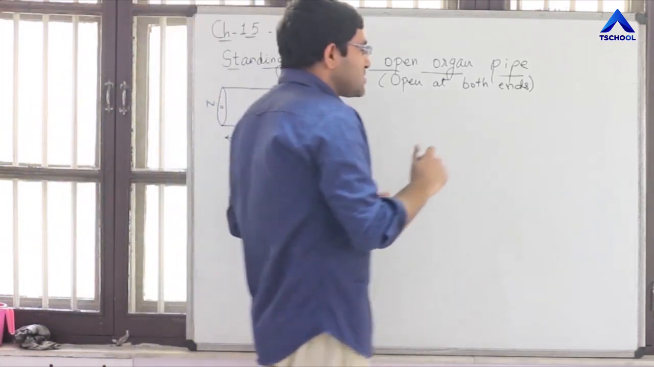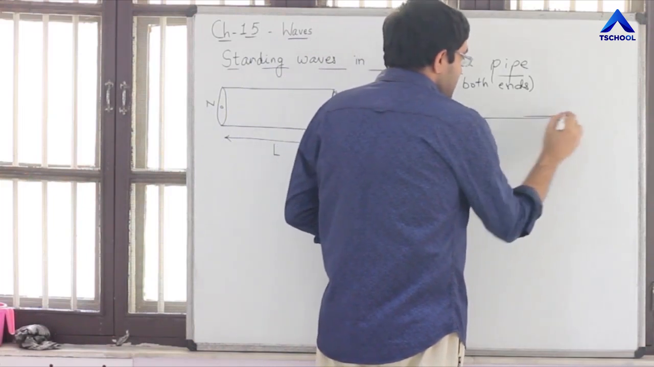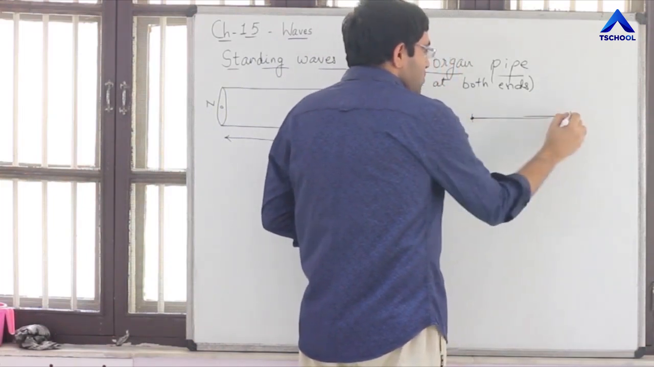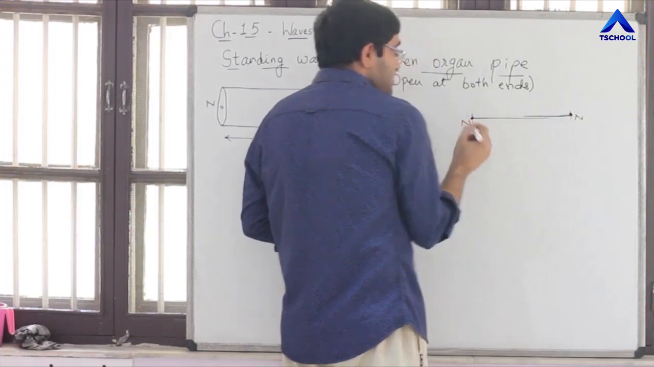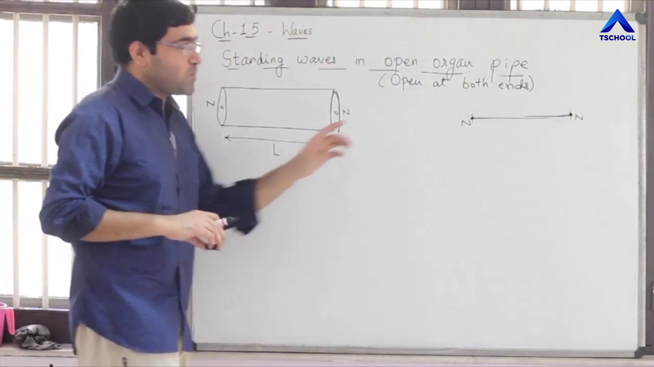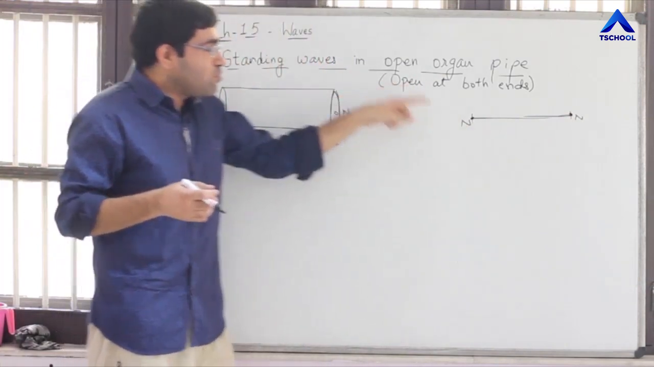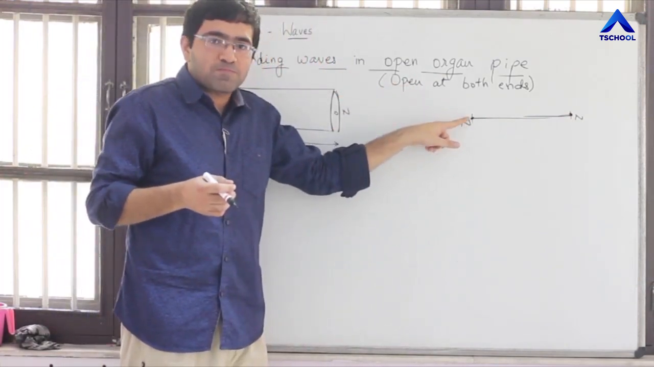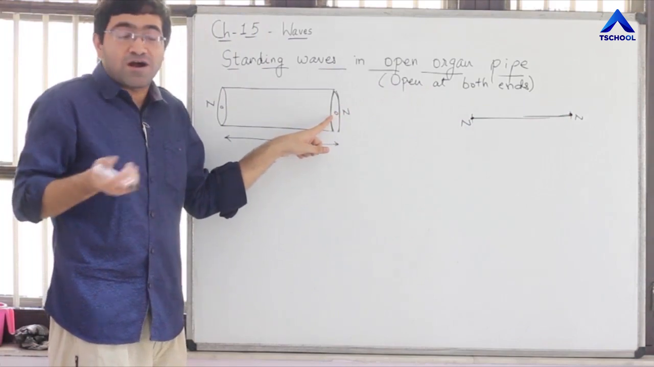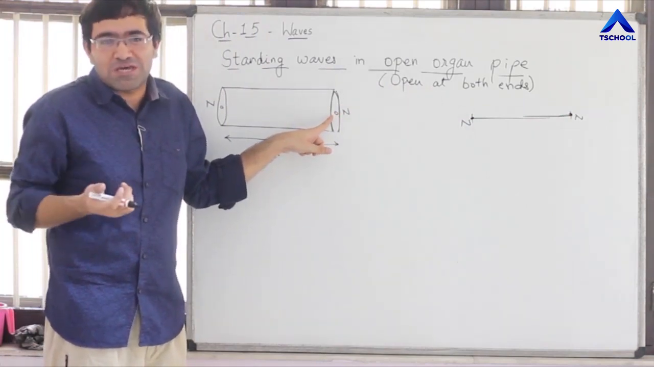Now this is the same as if you consider a string which is tied at both ends. You have two nodes, that's fixed, you can't change those. You have two nodes at both ends because it's clamped, so it can't move, there's no displacement. Same thing here. There can't be any variation or any change in pressure.